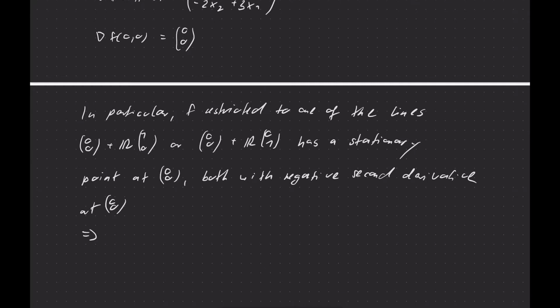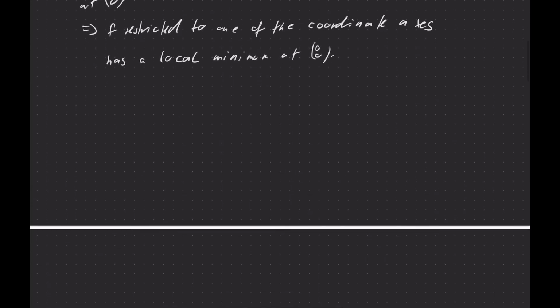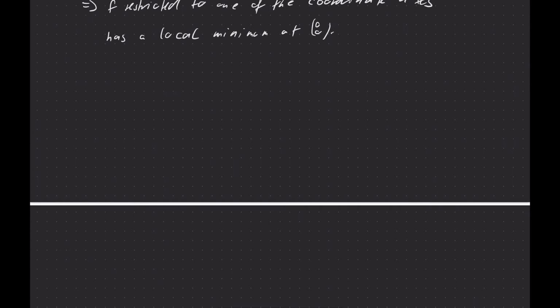So that means we can conclude that f restricted to one of the coordinate axes has a local minimum at the point 0, 0, at the origin. Okay, and that works along both axes.